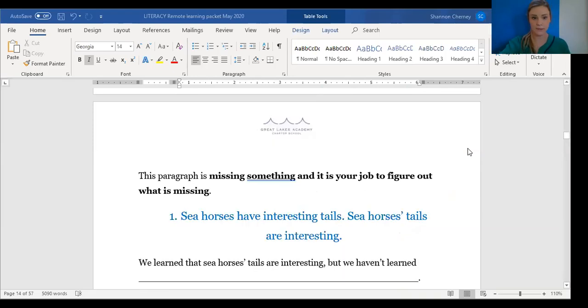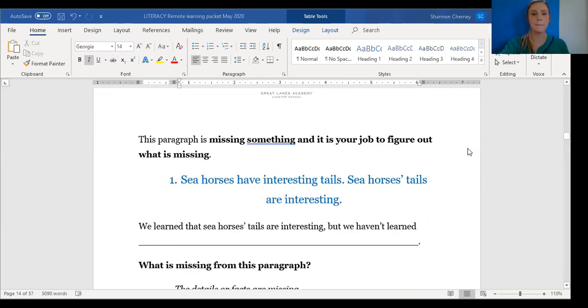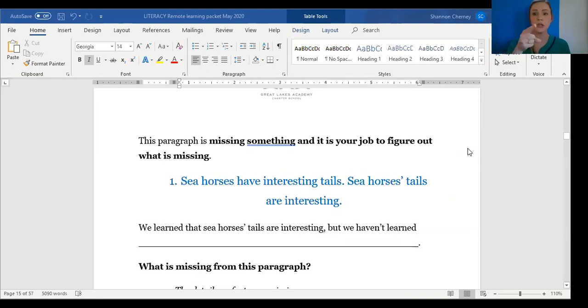So let's practice. This paragraph is missing something, and it's your job to figure out what it is. Let's read it. Seahorses have interesting tails. Seahorses' tails are interesting. And that's the end of the paragraph. We've learned that seahorses' tails are interesting, but we haven't learned what? Yes, we haven't learned anything about their tails yet.